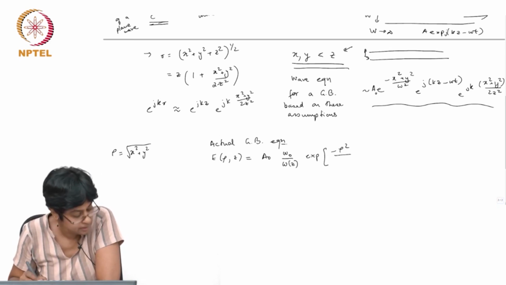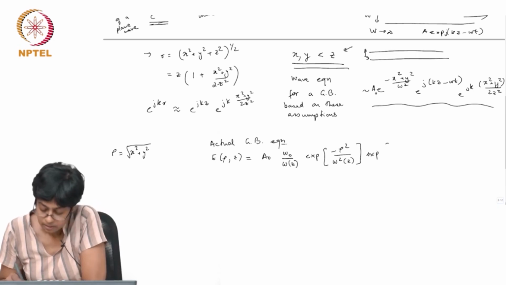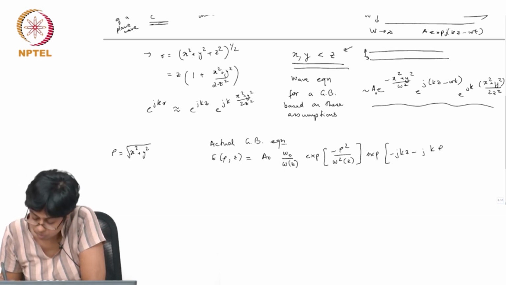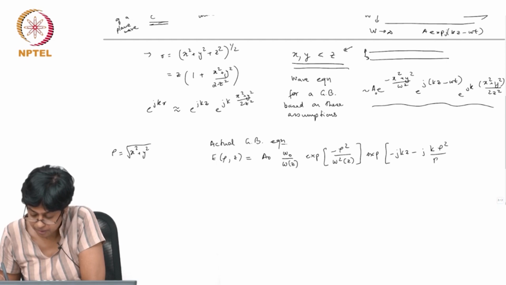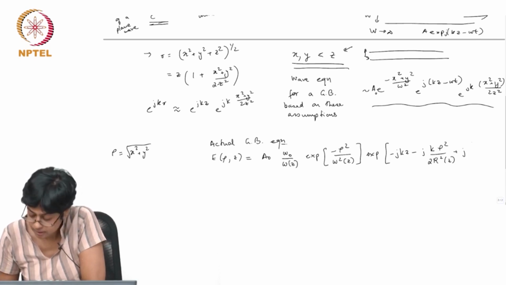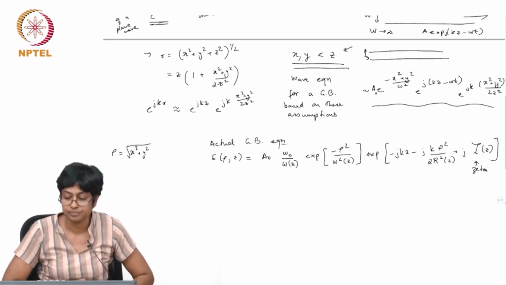Minus rho squared by omega squared z, exponential minus jkz minus jk rho squared by capital R squared of z, plus j, and this is zeta, zeta of z. I'm not drawing that very well. Okay, this is the actual expression for a Gaussian beam.